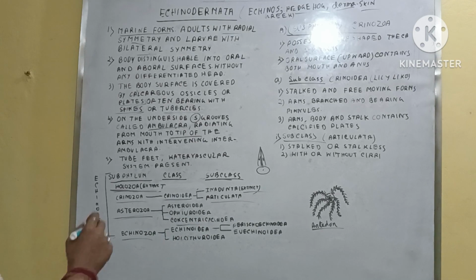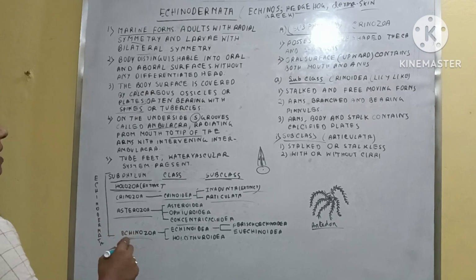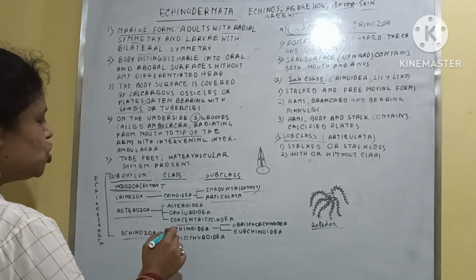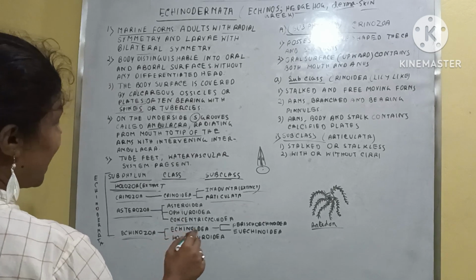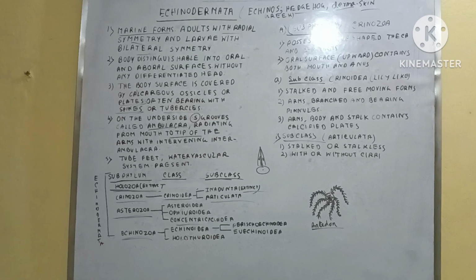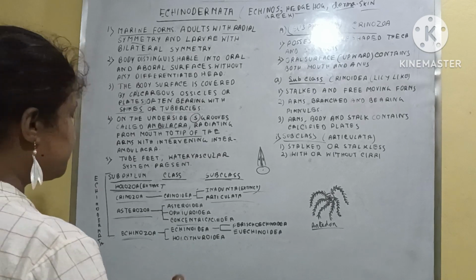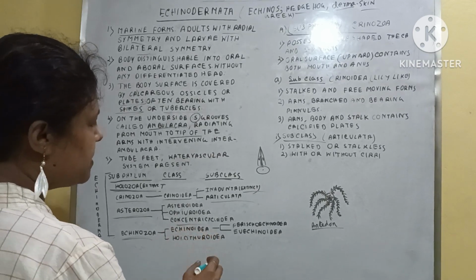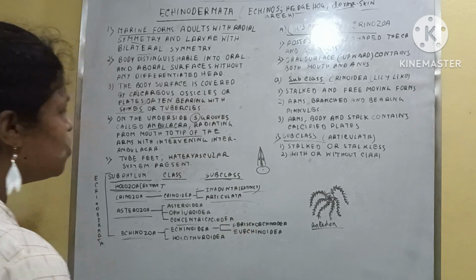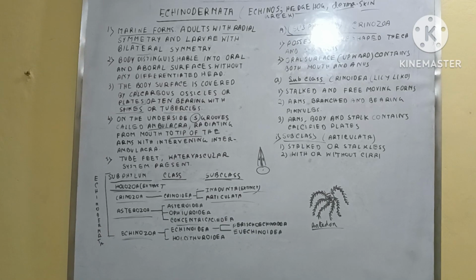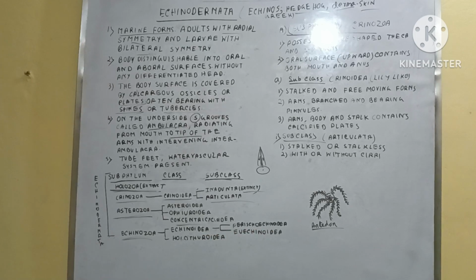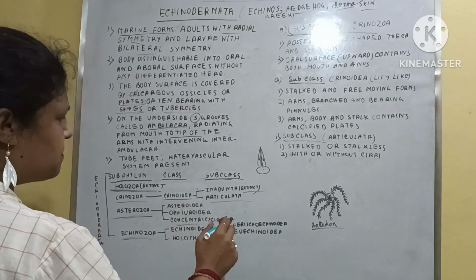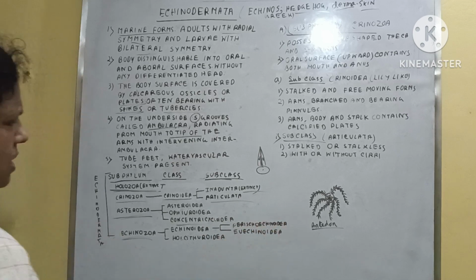And the last subphylum is Echinozoa, and from this two classes arise. One is Echinoidea, another is the Holothuroidea. Clear? And from Echinoidea, there are two subclasses. One is Euechinoidea, and the second one is the Perischoechinoidea. Clear?